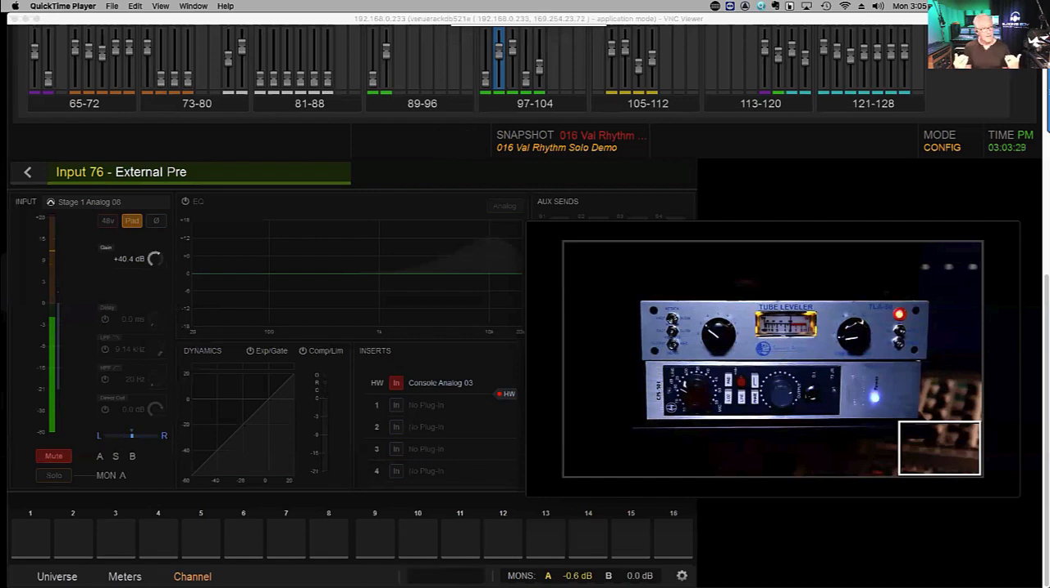And it's not going anywhere right now because we've interrupted that signal with the hardware return, right? But if I wanted to come out of a send point with this preamp, I could certainly do it. If I wanted to record that preamp, I could certainly do that as well. Let me go here. I think it's this guy. Where are you? That would be this guy.